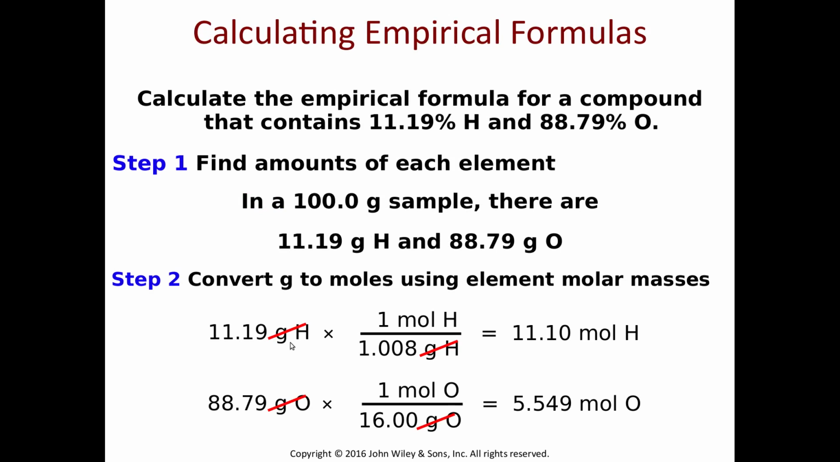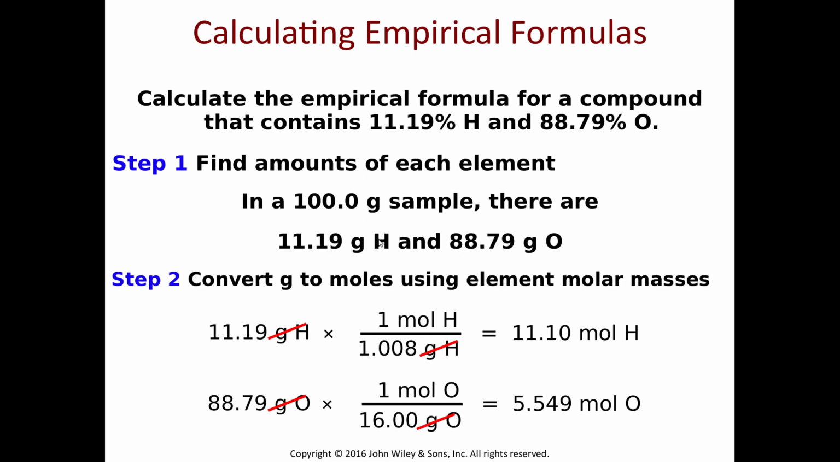So let's look at an example here. The previous slide will make a little more sense and be a little more definite. So we want to calculate the empirical formula for a compound that has 11.19% hydrogen and 88.79% oxygen. So once again, we're going to pretend we have 100 grams of whatever this compound is. So what that ends up meaning is that there's going to be 11.19 grams of hydrogen and 88.79 grams of oxygen.